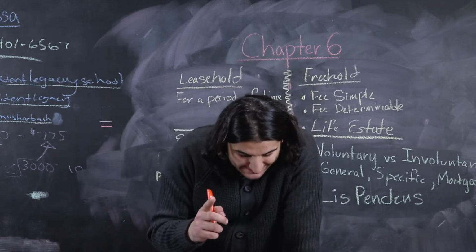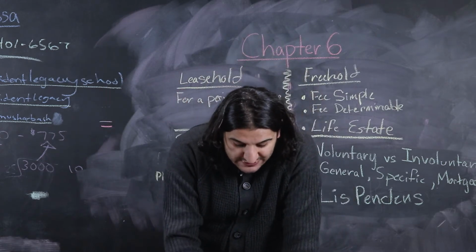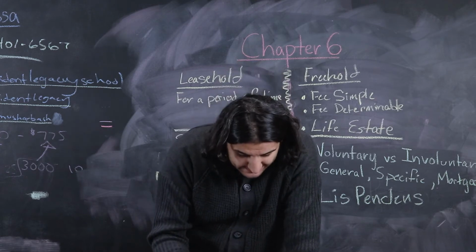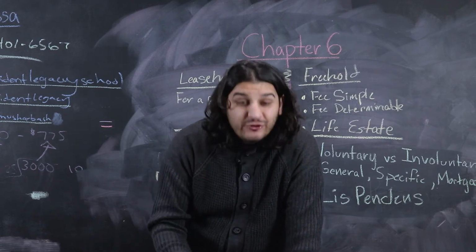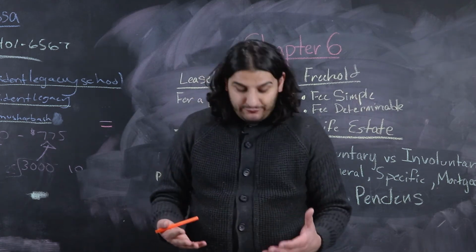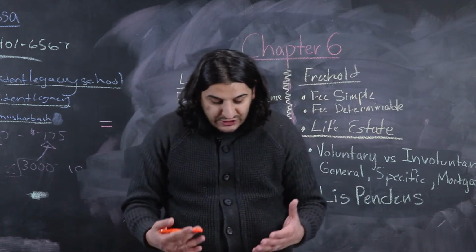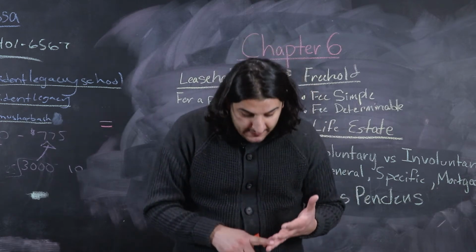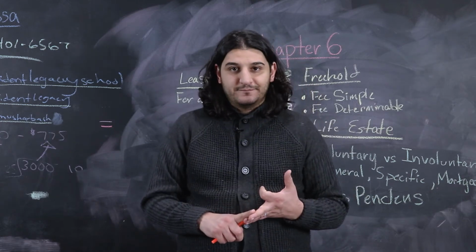So listen to this. The claimant's use must be continuous, hostile, adverse to the owner's title, exclusive, and without the owner's approval. Also, the use must be visible, open, and notorious.